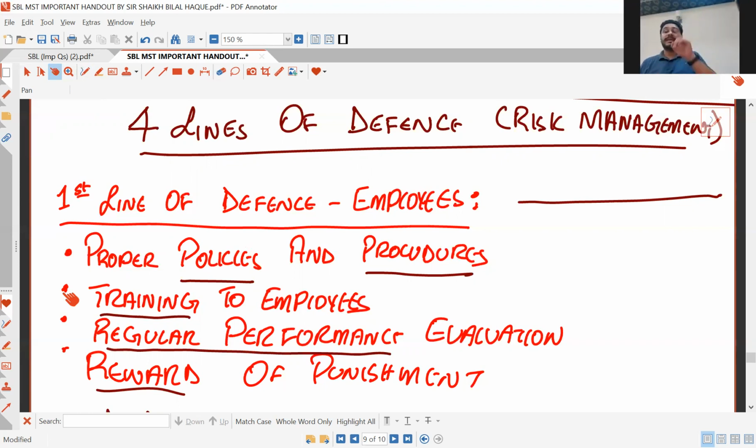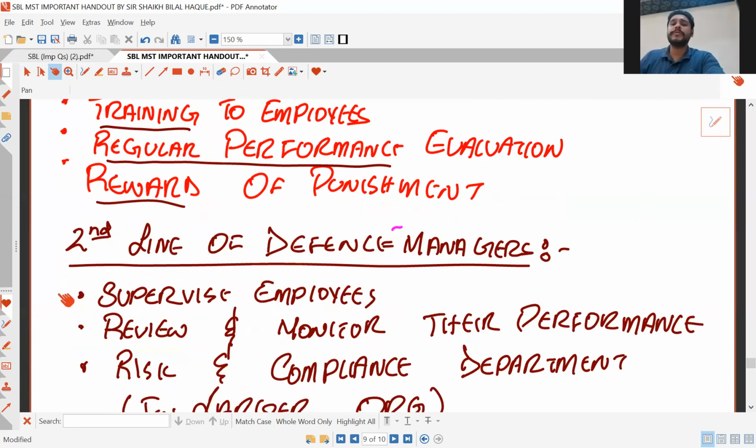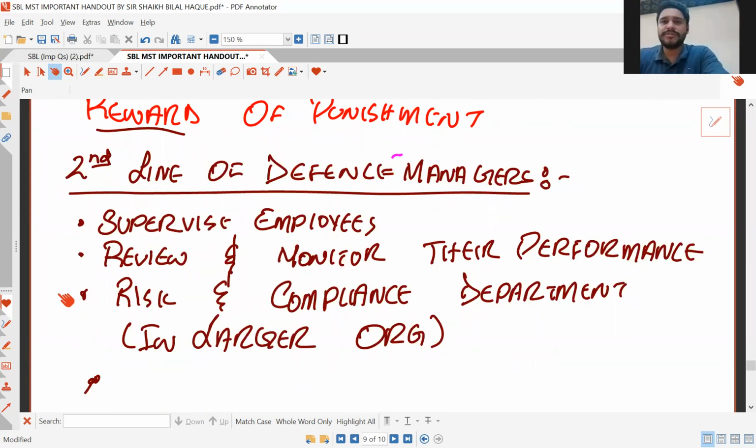The first line of defense is for the employee. So this means risk management. For employees, you should have proper policies and procedures. You should provide induction training to the employees. There should be regular performance appraisal at the end and in the middle of the year, and reward or punishment. If the employees are maintaining the culture, you should give them a reward. If not, and the employee is involved in some fraudulent or dubious activity, make sure that you punish them. That is the first line of defense.